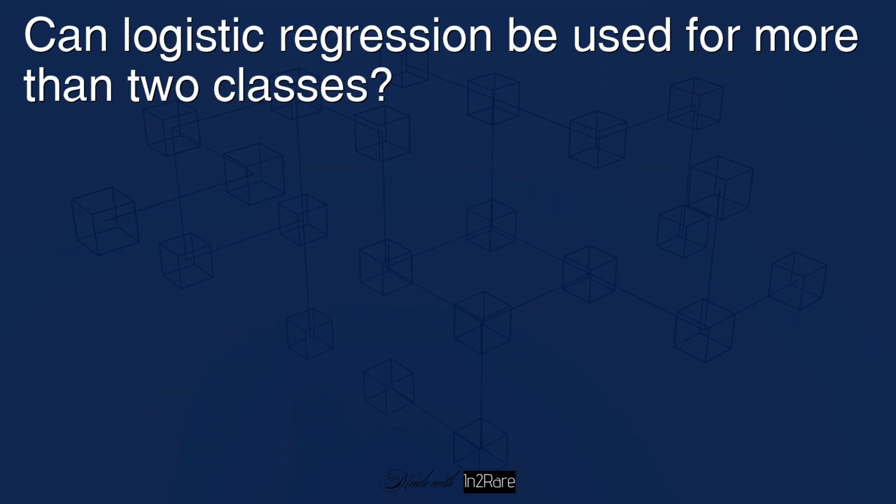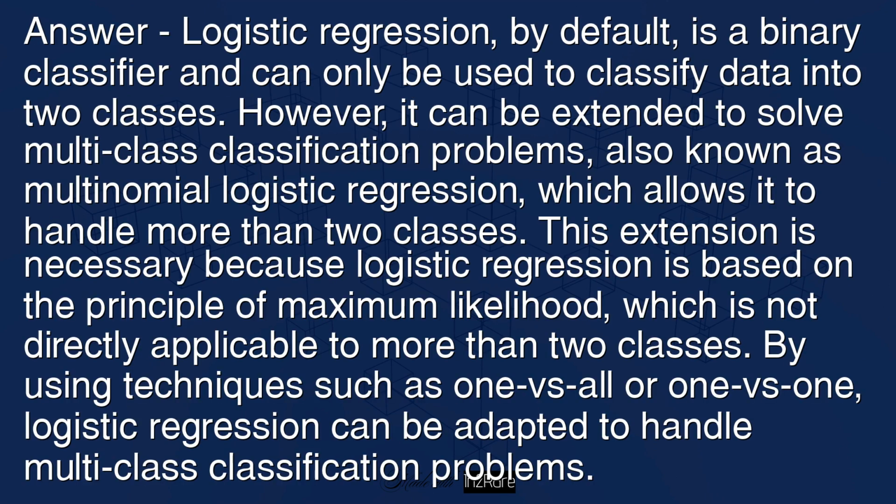Can logistic regression be used for more than two classes? Answer: logistic regression, by default, is a binary classifier and can only be used to classify data into two classes. However, it can be extended to solve multi-class classification problems, also known as multinomial logistic regression, which allows it to handle more than two classes.